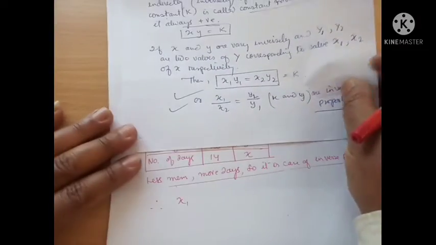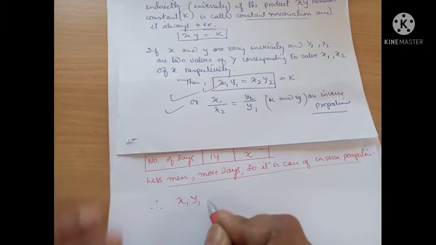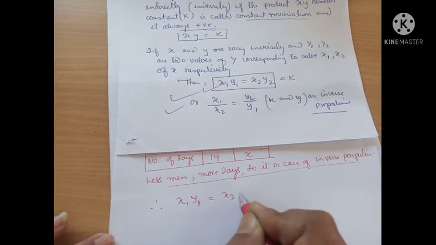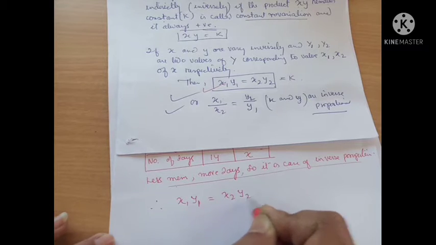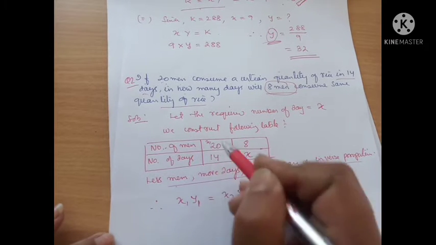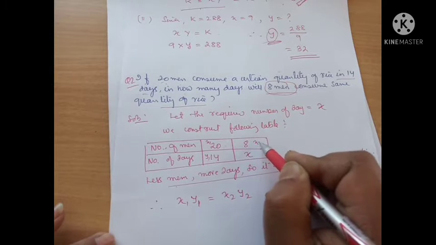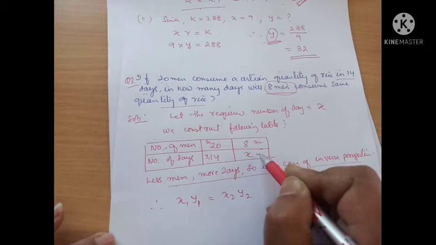Here is a formula: x1 into y1 is equal to x2 into y2. From here we have seen that this one will be the x1 and this one will be the y1. This one will be the x2 and this one will be the y2.